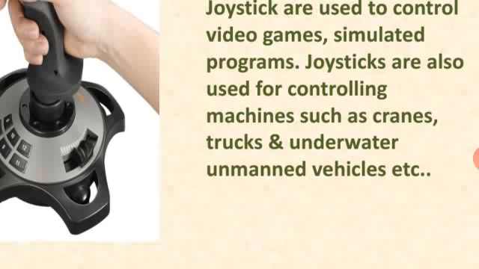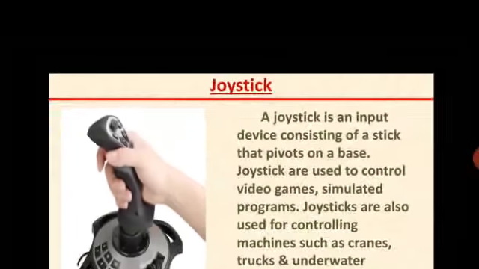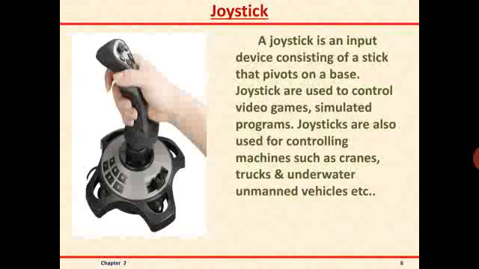Joysticks are basically used for controlling machines such as cranes, trucks, and underwater unmanned vehicles. It is not used just for video game purposes. Cranes are huge machines which carry a large amount of load from one place to another, and there also joysticks are used. So this is the third example of an input device.